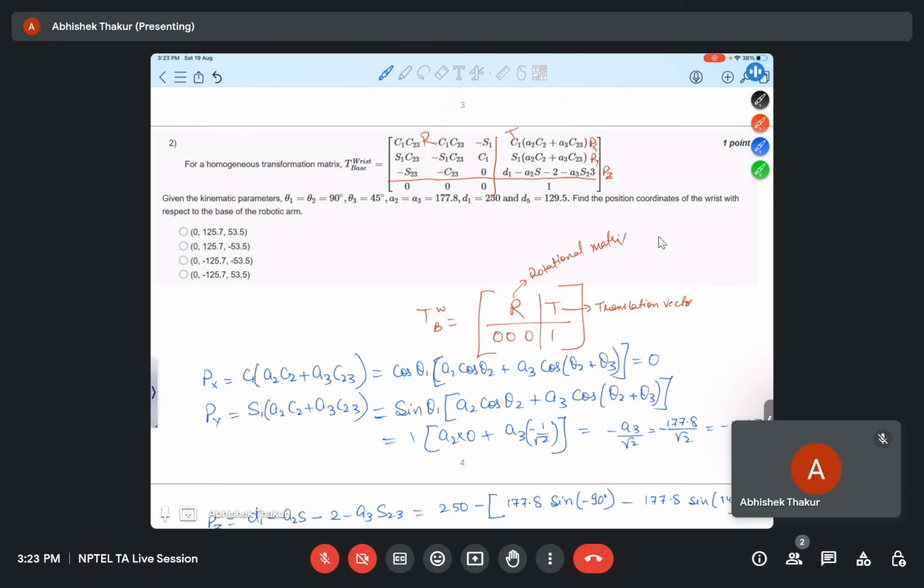Or is it S1 minus 2? Something here is not written properly in this area, can you see? So for this question, what can we do?